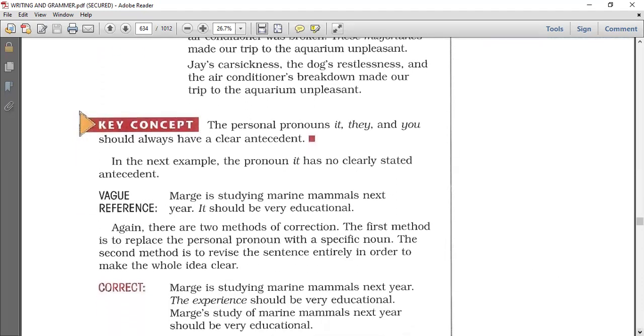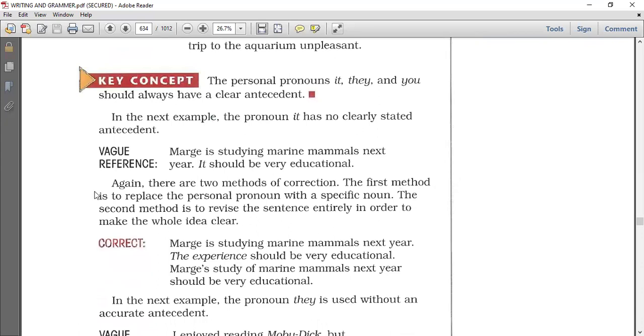Again, there are two methods of correction. The first method is to replace the personal pronoun with a specific noun. The second method is to revise the sentence entirely in order to make the whole idea clear. Here, correction: Marge is studying marine mammals next year. The experience, because it is what? It's not clear, it's vague. The experience should be very educational. Another way of correcting it: Marge's study of marine mammals next year should be very educational. So we made it a noun here.